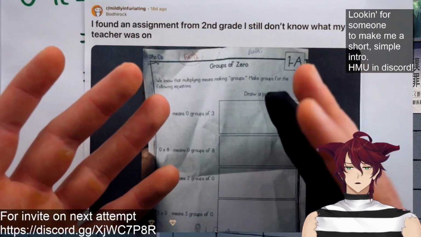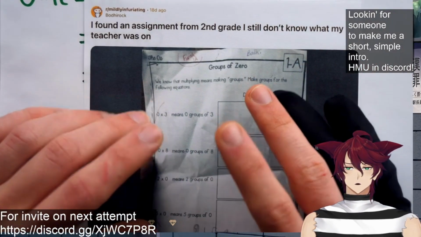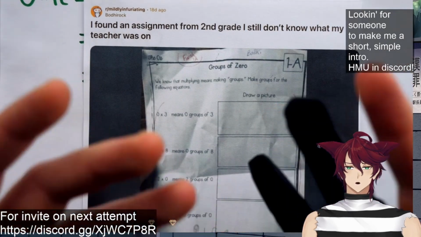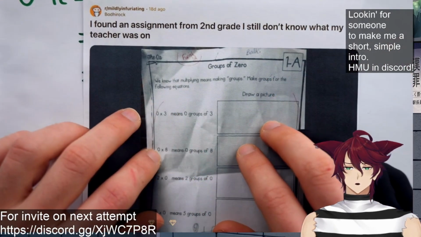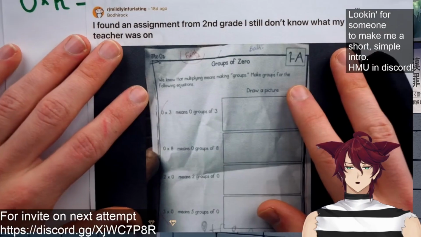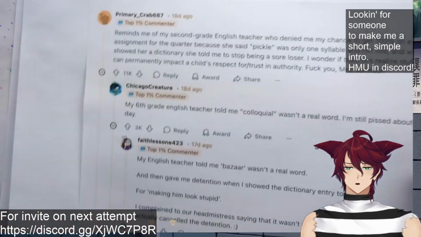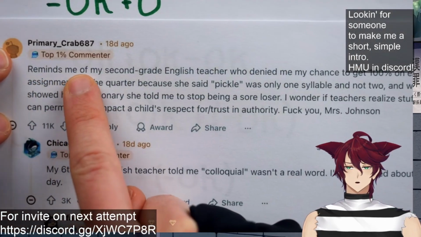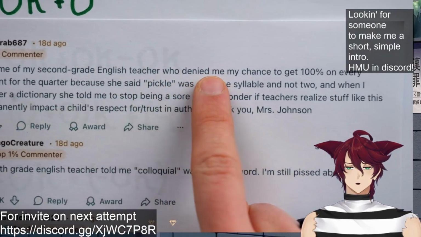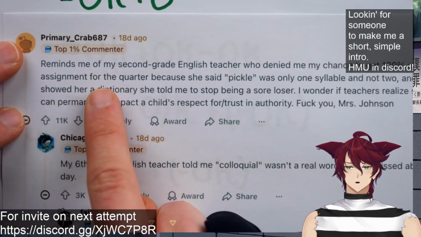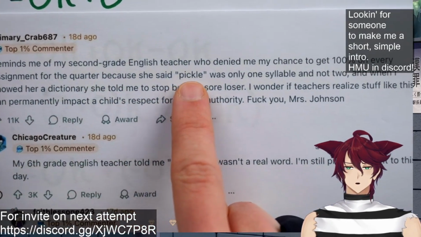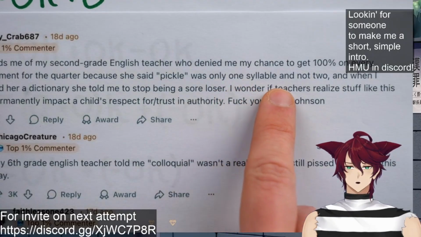If the student asked, "What was I supposed to have written?" what would she say? We do have some anecdotes in the Reddit thread of people with similarly baffling grading issues. Let's see how these played out. This guy says, "Reminds me of my second grade English teacher who denied me the chance to get 100% on every assignment because she said pickle was only one syllable and not two."